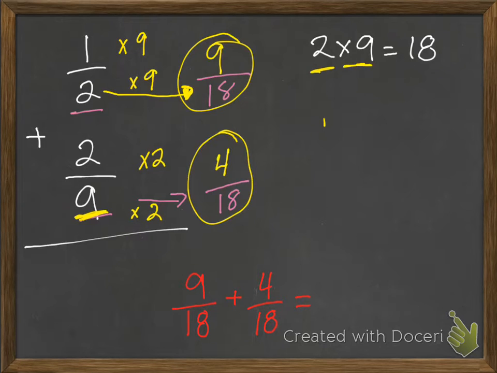Now, the very cool thing about this is if you have a common denominator, you just add straight across. You have to keep your common denominator of 18. That doesn't change. Your bottom will never change when you're adding. But the top, you just add straight across. So 9 plus 4 is 13. And I cannot reduce this problem anymore. So my answer to 1/2 plus 2/9 is 13 over 18. We will try a couple more together.